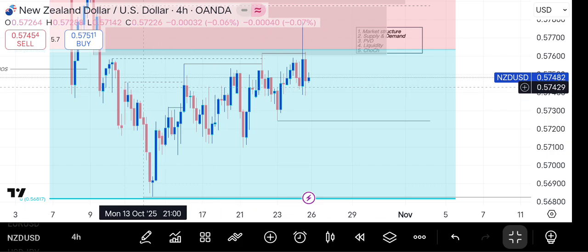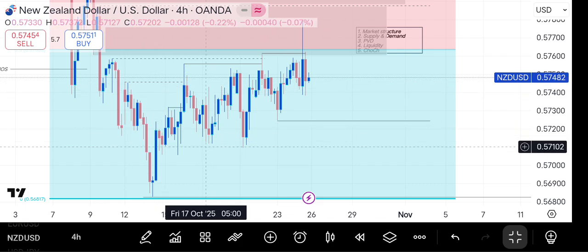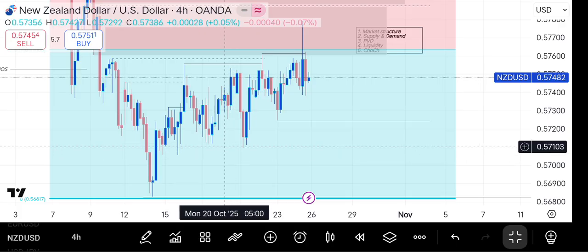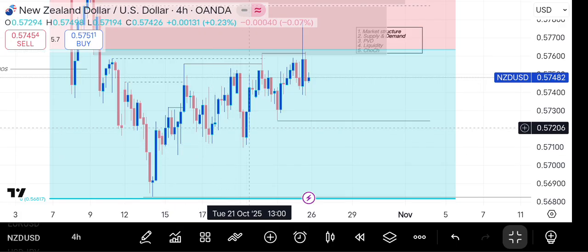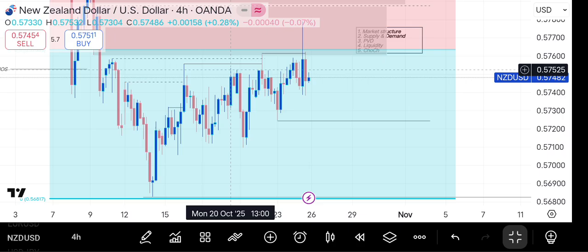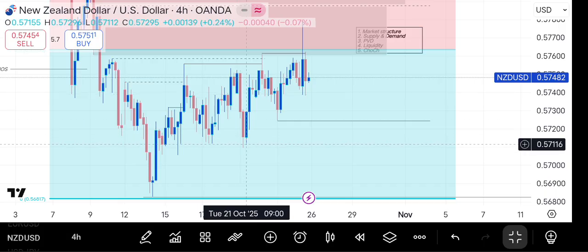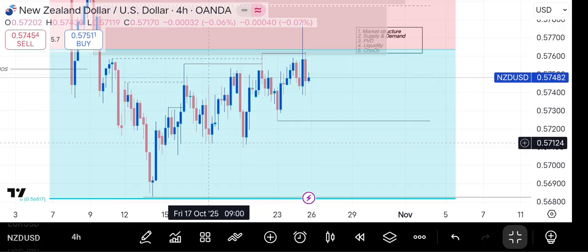So just by taking out this liquidity doesn't mean the market is ready to sell again. It's not ready. It's not inside supply yet. It's not inside premium yet. It's not ready to sell. So that was the reason why I took those buys, because the market came back down to take out this liquidity low.